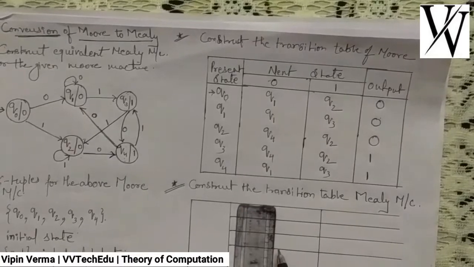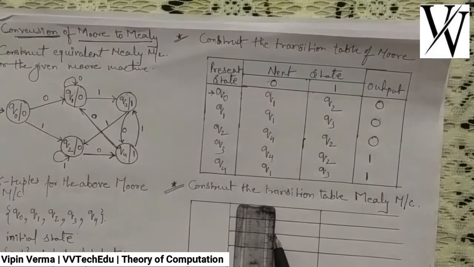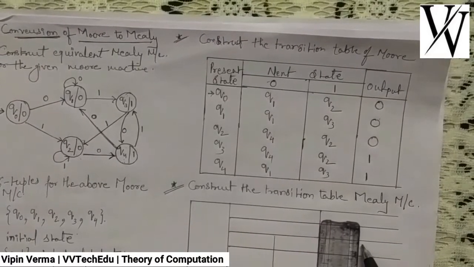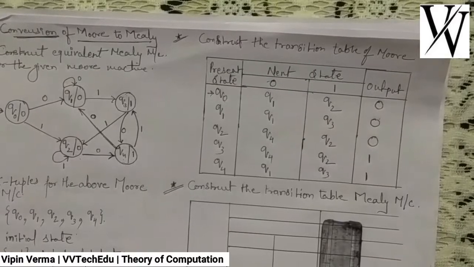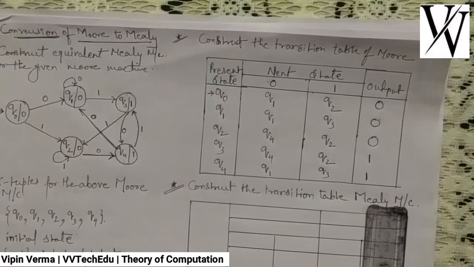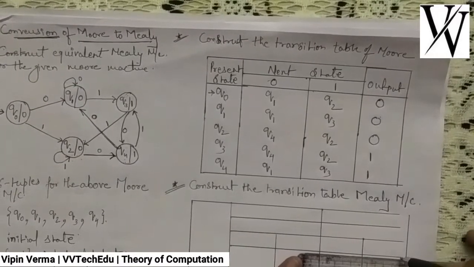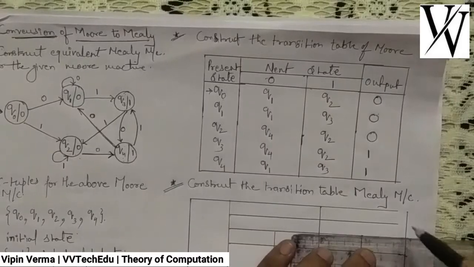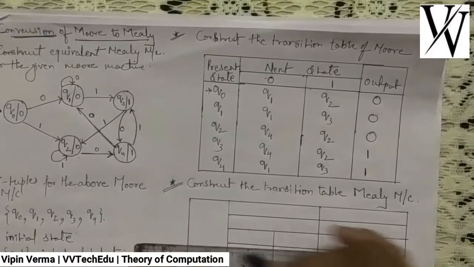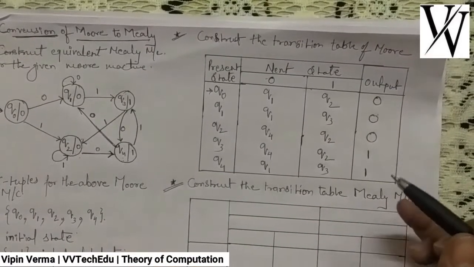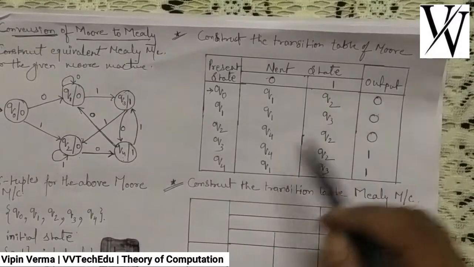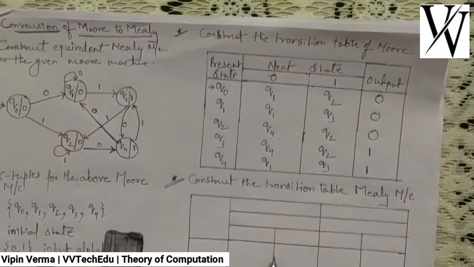So to solve these kinds of problems we must know what the tabular structure is for both of these machines, called the Moore machine and the Mealy machine.